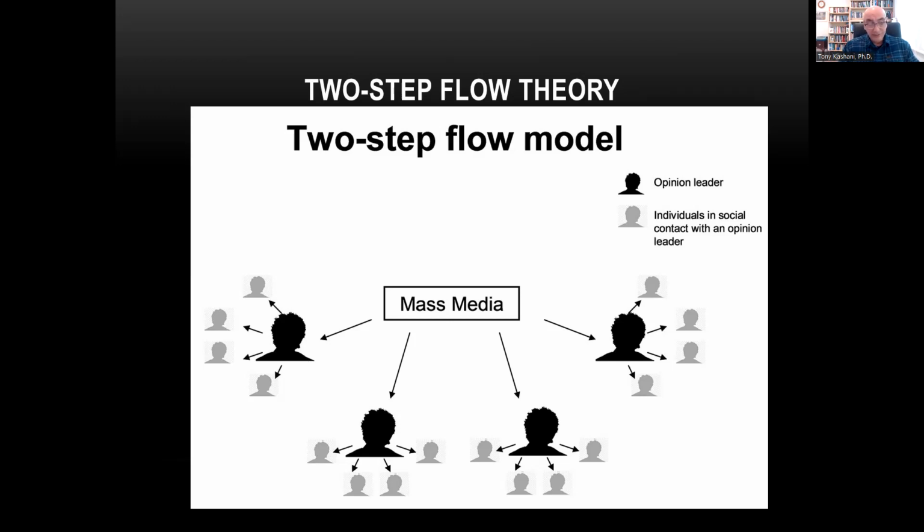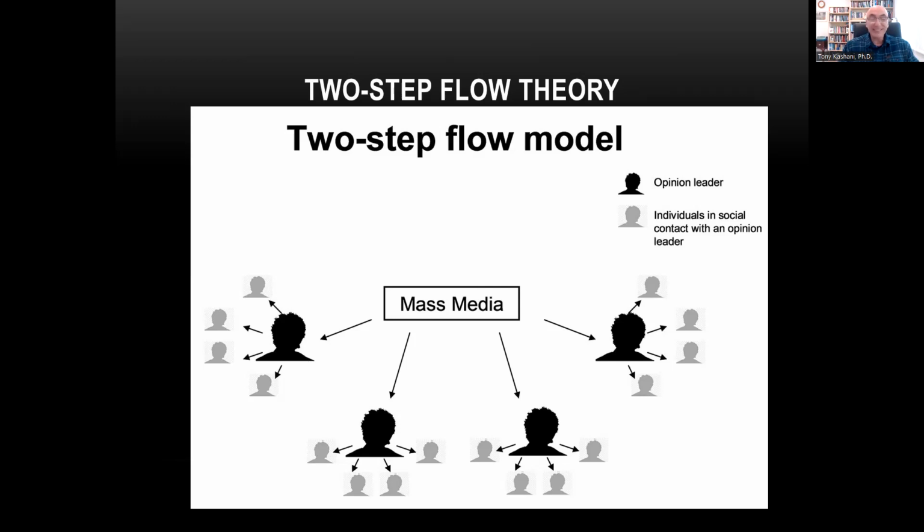Now, the other component is the two-step flow, hence the title to the theory. Instead of a direct impact on the general public, the media's influence operates in two steps. First, media messages reach opinion leaders who are more susceptible to media content due to their interest and expertise in a specific domain. These opinion leaders then interpret and filter the information before disseminating it to others in their social networks.